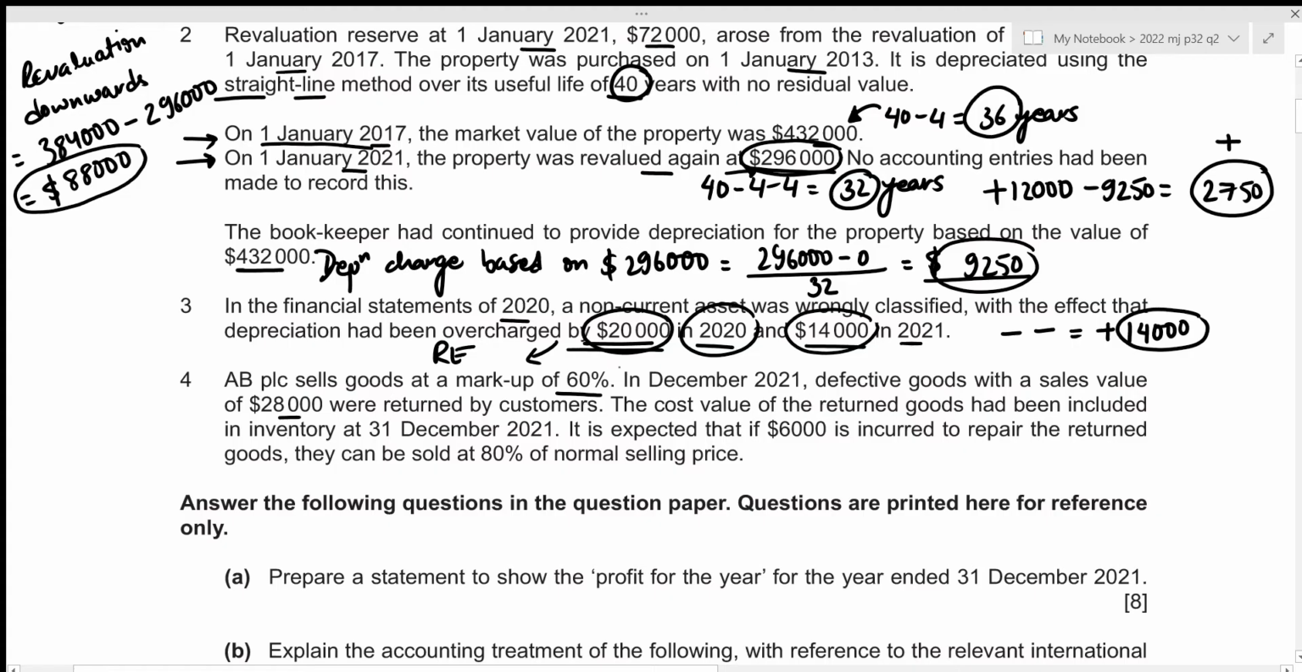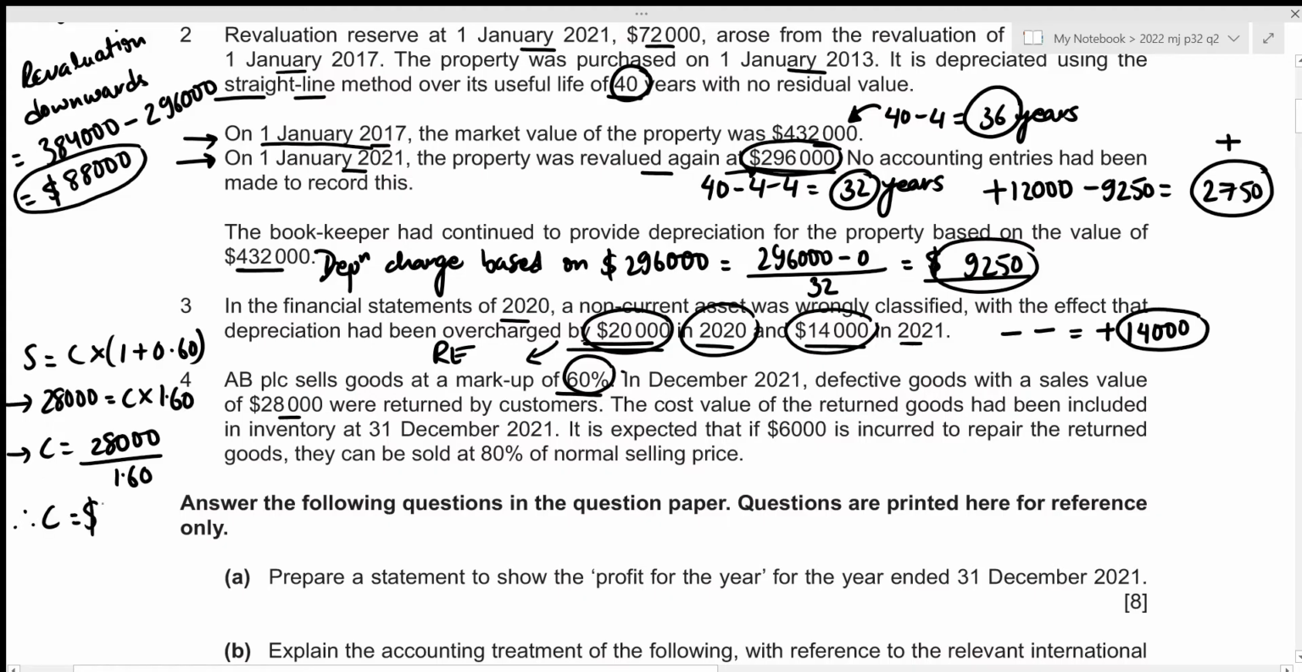We have already been given information that there will be a markup of 60%. So this just means that the selling price will be equal to cost times 1 plus markup, which we can write down as 0.60. And we have the sales value to be 28,000. This will be equal to cost times 1.60. Now we can figure out our cost to be 28,000 divided by 1.60, which results in 17,500.